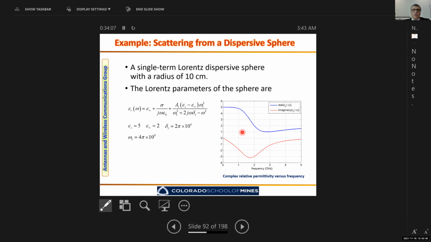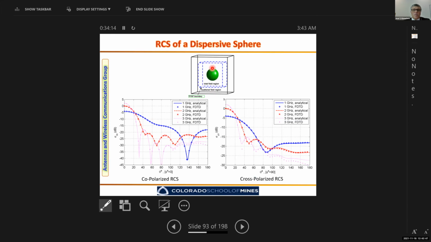And here is one example of a plane wave scattering by a dispersive sphere, and we can have an exact solution for it. So the exact solution is represented by the dashed or the dotted line, and the finite difference time domain solution is basically represented by the plus and cross and the dot here. The solid line also is an exact solution. So you can see a very good comparison in 2 different plane cuts. And you notice that we are representing the solution at 1 gigahertz, 2 gigahertz, 3 gigahertz.